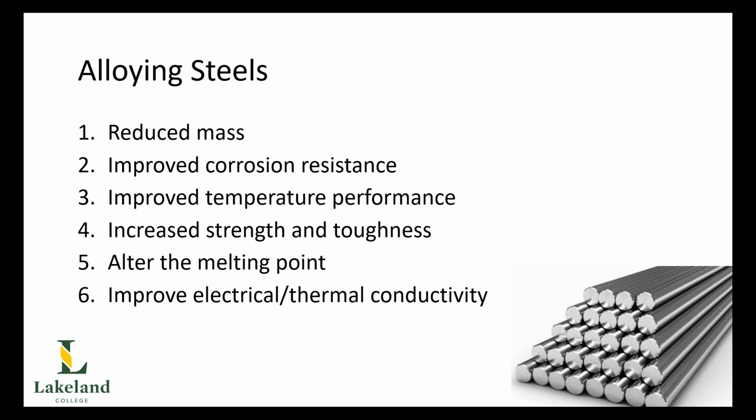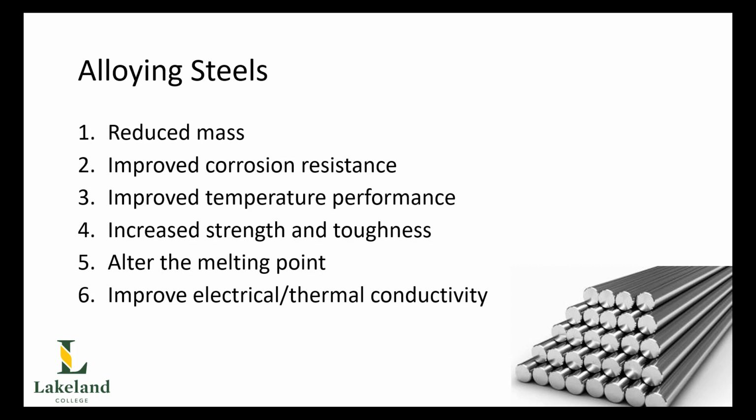Number 5, altering the melting point. This is a classic example for things like solder. Solder has to melt at a certain point so we can make the connection if we're soldering wires together, for example. So we need to be able to manipulate the melting point, and we can do this by bringing in alloys. Things like lead, tin, things of this nature.